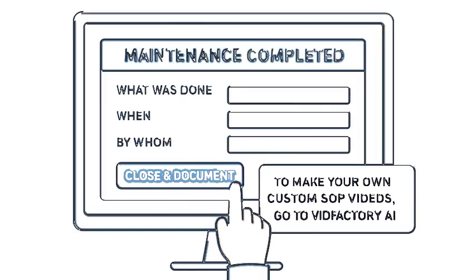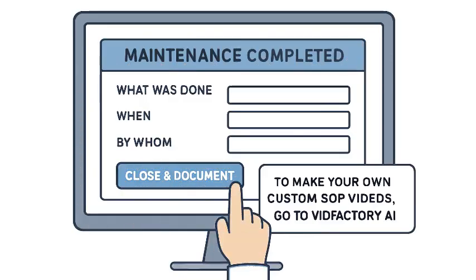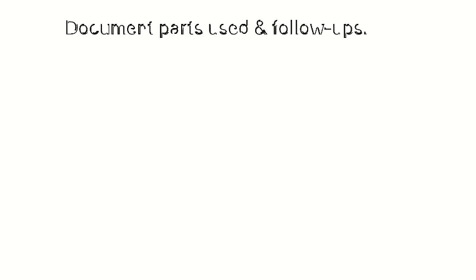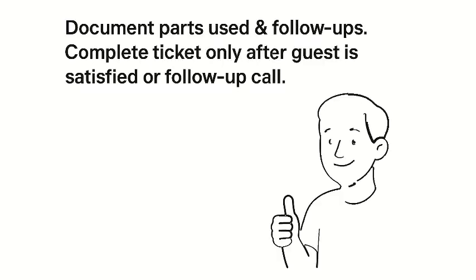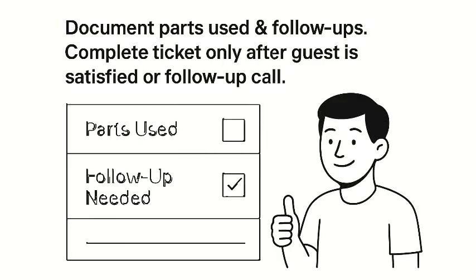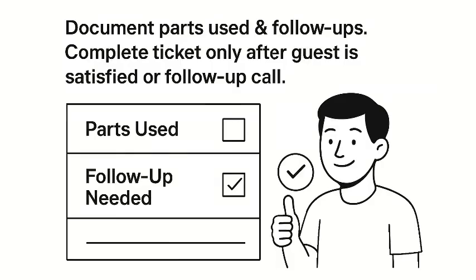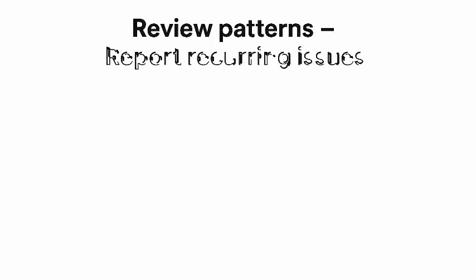Step 7. Close and document. Update the system with what was done, when it was done, and by whom. Note any parts used and any follow-up needed. Mark the ticket as complete only after the guest confirms they are satisfied or after a follow-up call.